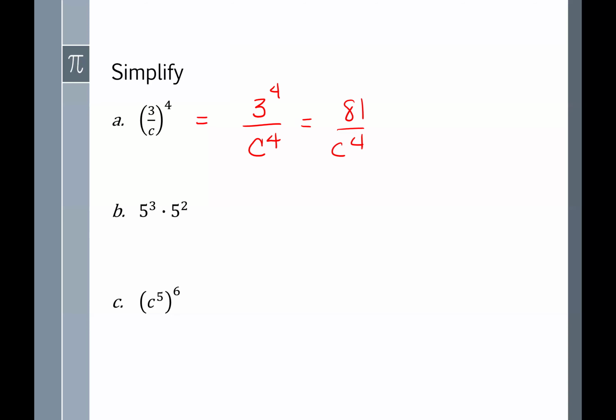Now you can also multiply if the like bases are real numbers. 5 to the 3rd times 5 to the 2nd, is that 5 to the 5th? Which I have no idea what that is. What is that? 3,125, and I would do that on my calculator for sure. And then if I raise an exponent to an exponent, I multiply the exponents. If I raise a power to a power, I multiply the exponents.